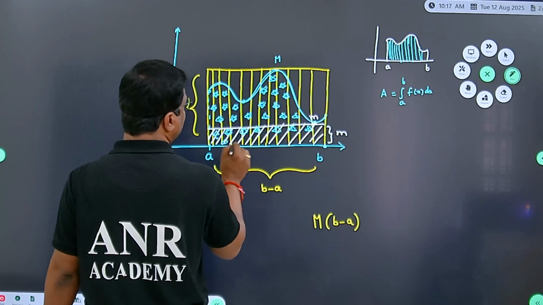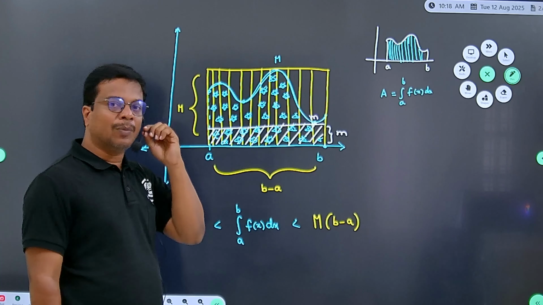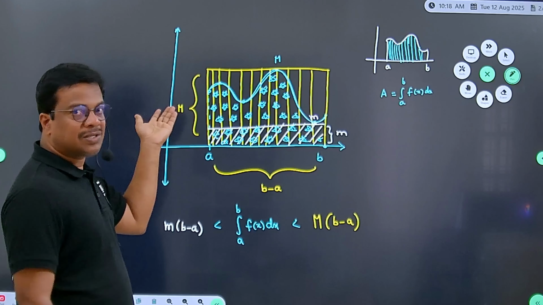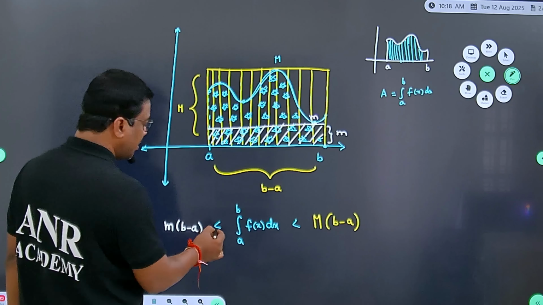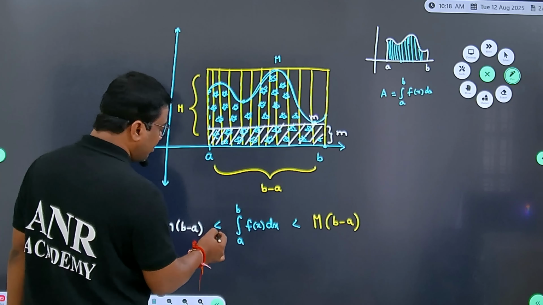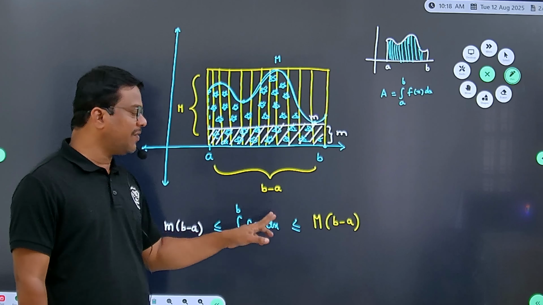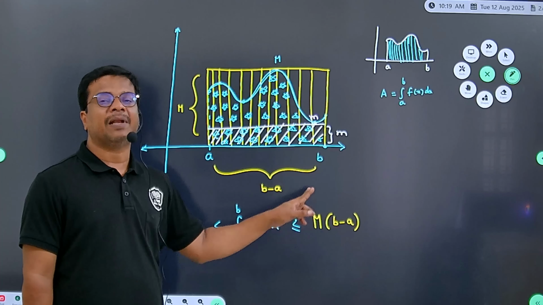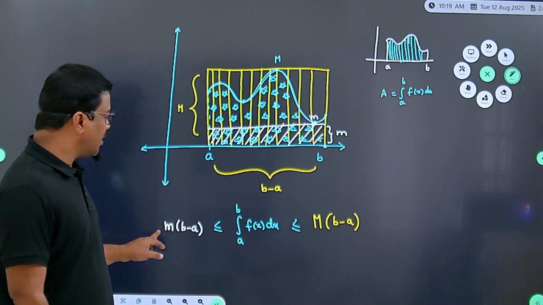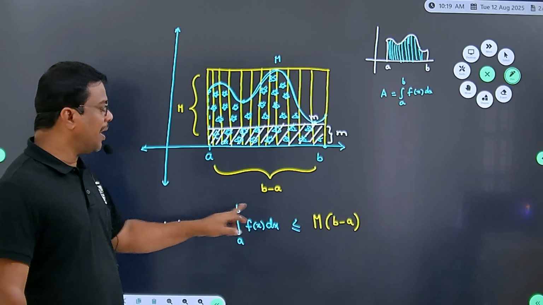Suppose the global maxima equals the global minima, and the function is also a constant function, then in that case there is a possibility for equality. So I can write the relation here: small m of b minus a less than or equal to integral a to b f of x dx less than or equal to capital M of b minus a. Here small m and capital M are the global minima and global maxima of the function f of x, which is defined in the closed boundary a to b.